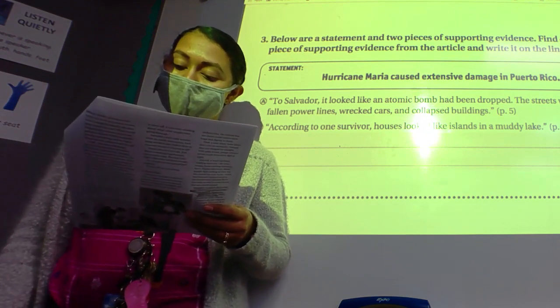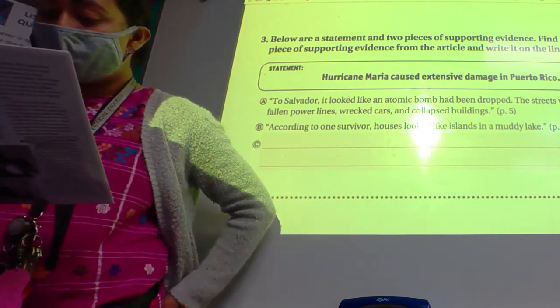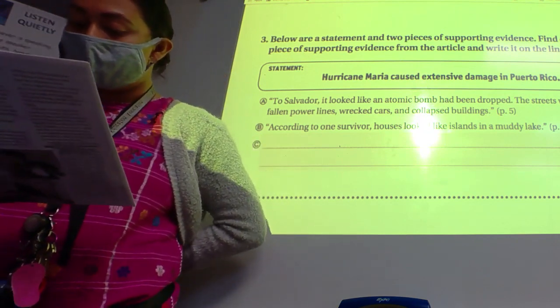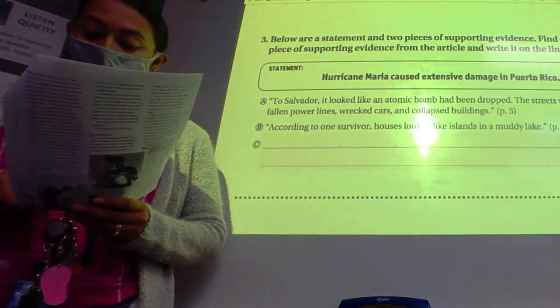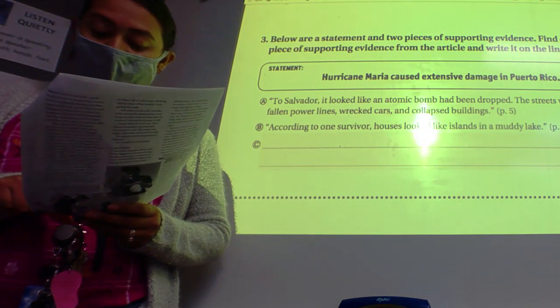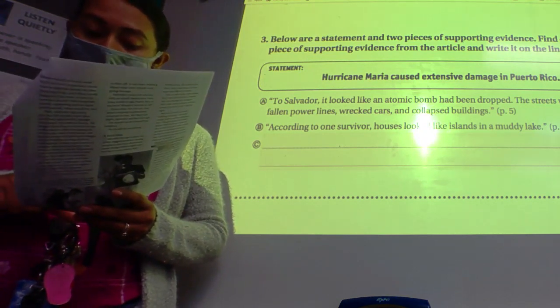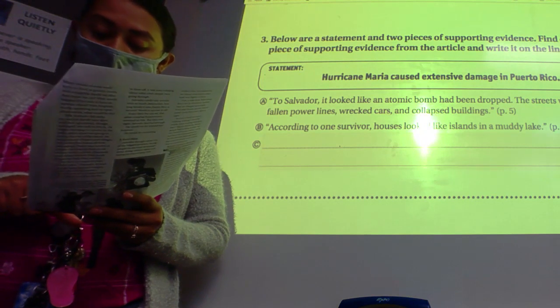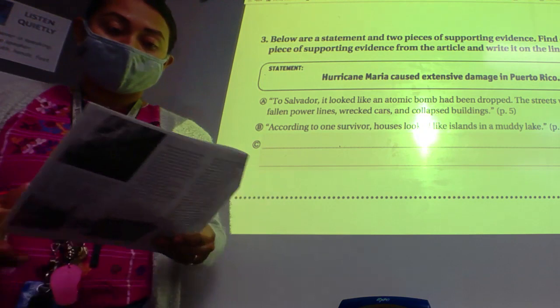Then there was the problem of water. Without power, water could not be pumped to people's faucets, toilets could not be flushed, sewers stopped working. Human waste flowed through waterways. In the days after the storm, Salvador had many questions. When would school open? When would power be restored?